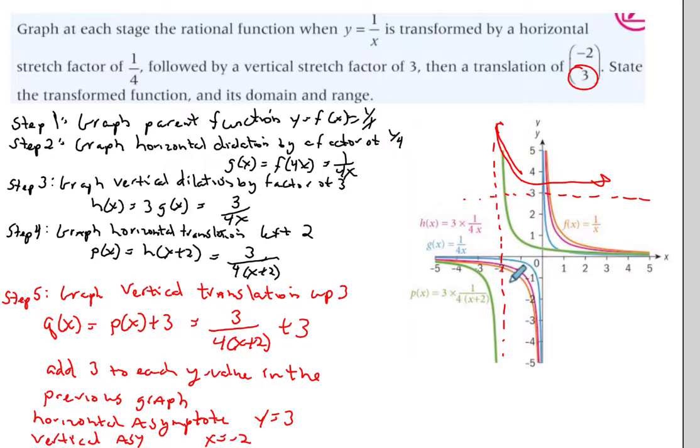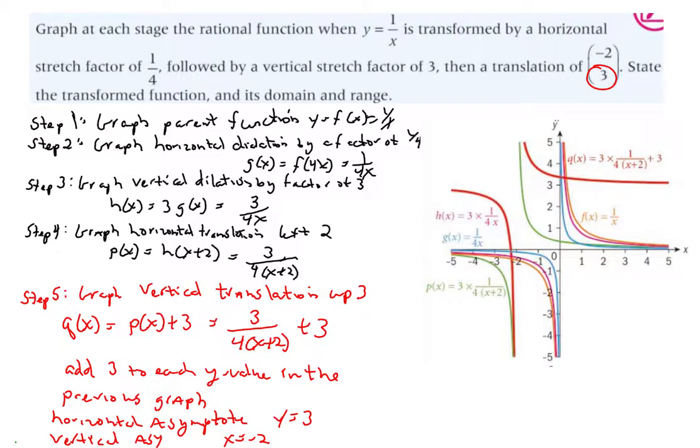And you will now have the graph, which is this red graph at the very end, is my final graph of this transform function. The order of operations that you perform any transformation can make a difference in your graph.